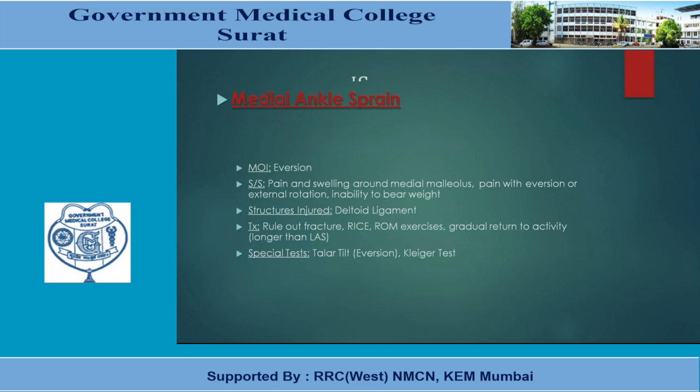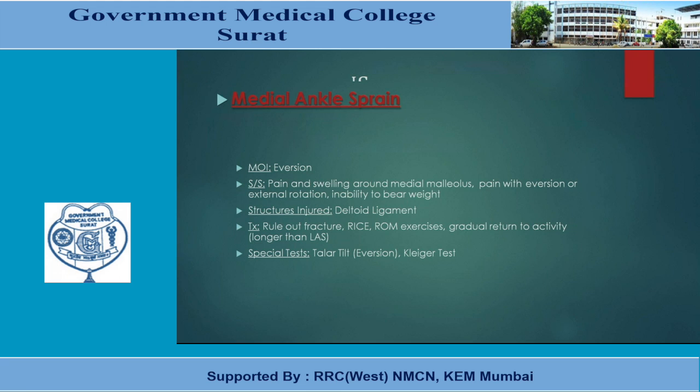Now the medial ankle sprain. The injury is eversion, with pain and swelling around the medial malleolus, and pain with eversion and external rotation. The structure injured is the deltoid ligament. Treatment: first rule out a fracture, so always do an ankle AP and lateral X-ray. Then RICE: again rest, ice application, compression and elevation. After relief, do exercises and gradually return to activity.